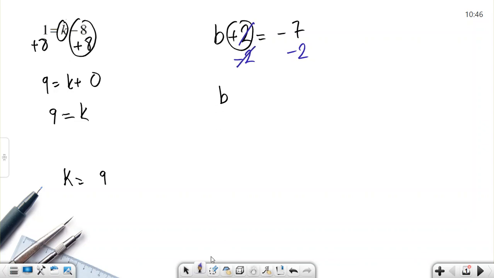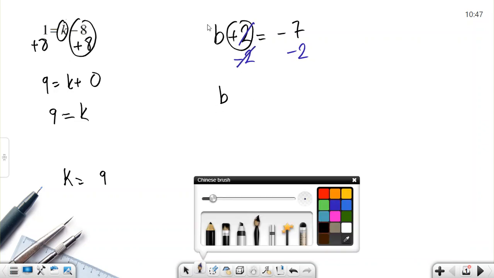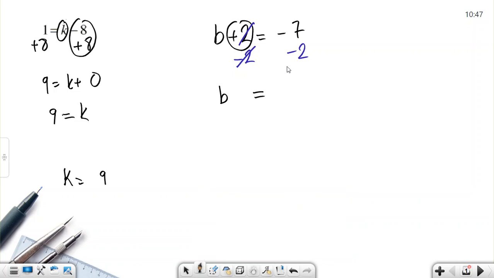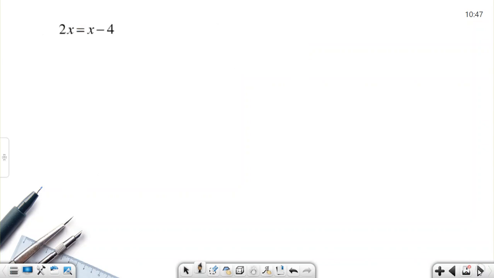0 plus b is b. So I only have b on the left side. b is equal to minus 7 and minus 2. Negative 7 and negative 2 will be negative 9. So b is equal to negative 9. I started with the easiest one. Let's continue with a bit more complicated one.